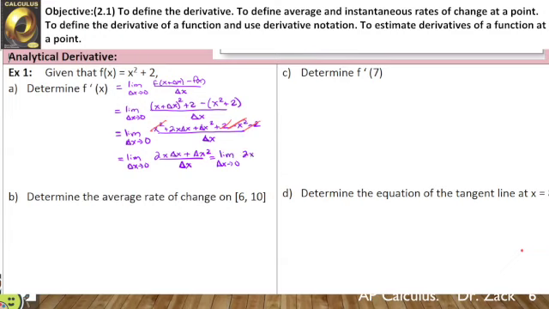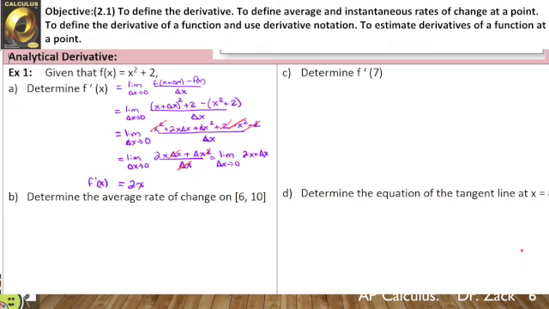I have 2x plus delta x once I cancel out a delta x from each of these terms. At this point, we're ready to substitute, and the limit as delta x goes to 0 is 2x. That's it, guys. You found your first derivative. The derivative is the slope of the function, but it's supposed to be at a particular point.